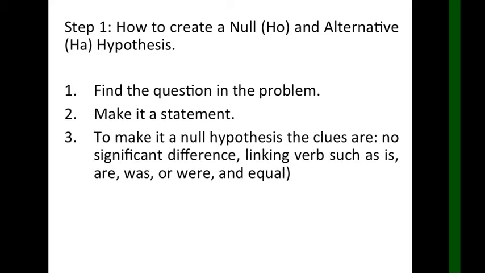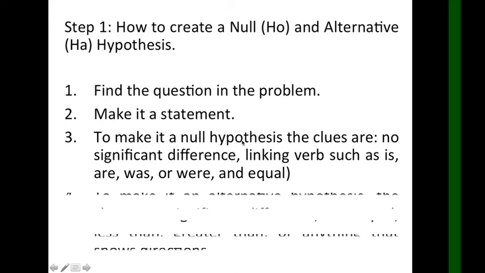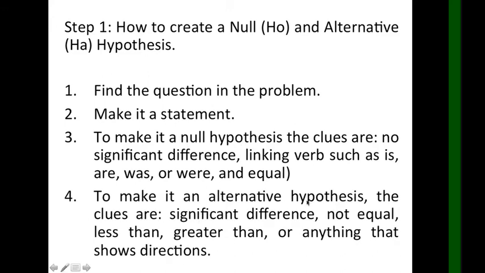Then, after that, to make it a null hypothesis, the clues are the following: no significant difference, linking verbs such as is, are, was, or were, and equal. These are the clues that the statement that you made is a null hypothesis. On the other hand, to make it an alternative hypothesis, the clues are significant difference, not equal, less than, greater than, or anything that shows direction. So, you will see later.